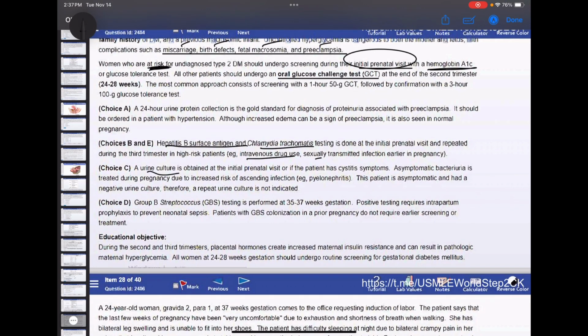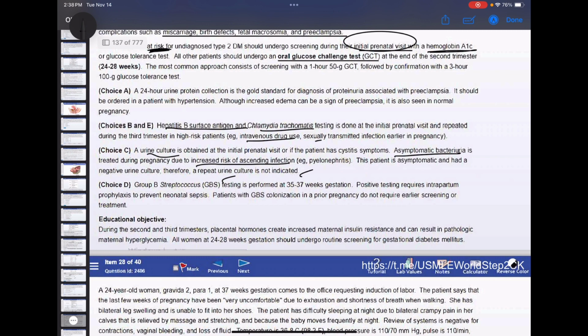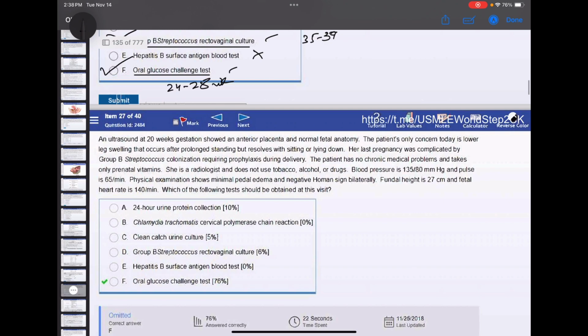And we read that urine culture is obtained in the initial visit. We just have to look for any asymptomatic bacteriuria. We have to treat it because of the increased risk of ascending infection. We read that GBS is at 35 to 37 weeks, so we are going to go for, as in the second and third trimester, placental hormones can increase maternal insulin resistance, which would lead to maternal hyperglycemia. So we have to screen all of the women at 24 to 28 weeks gestation for gestational diabetes mellitus. That is routine screening. That's all. Thank you.